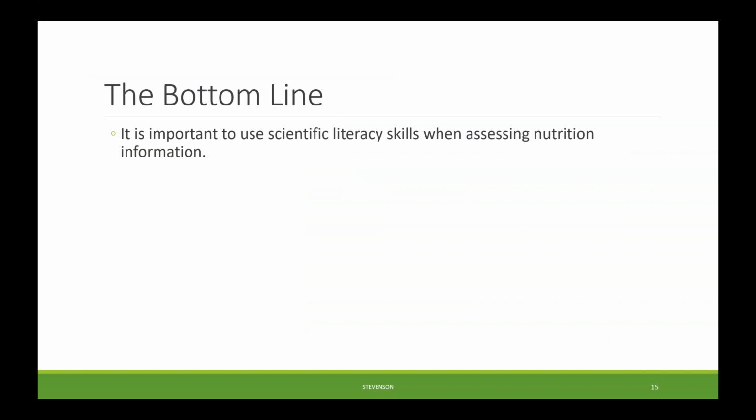So the bottom line that I'd like you to take away from this when it comes to assessing nutrition information is that it's important to use your scientific literacy skills when you're looking at information coming out of this field. Don't take things at face value. Instead, dig deeper and be mindful of the strengths and weaknesses of any given study. Studies are rarely black and white, good or bad, so it's important to know this when you're weighing how seriously to take a piece of information.